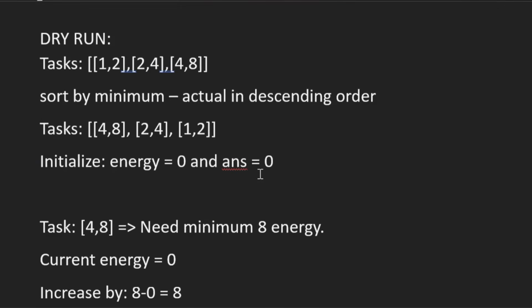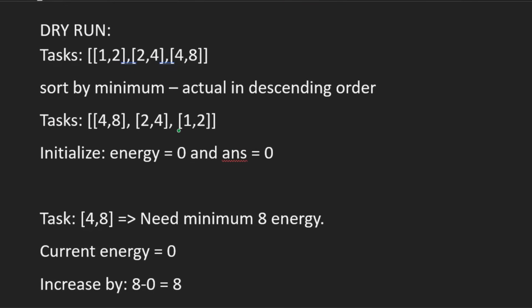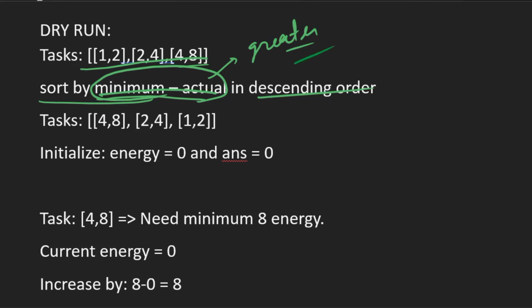So let's try to see how it works. So we have taken tasks 1 2, 2 4, 4 8. Then first we sort by minimum minus actual difference in descending order, right? Because we have to process first those tasks that have a greater minimum minus actual difference. So after sorting we get this as the array, and then we initialize energy equal to 0 and answer equal to 0.